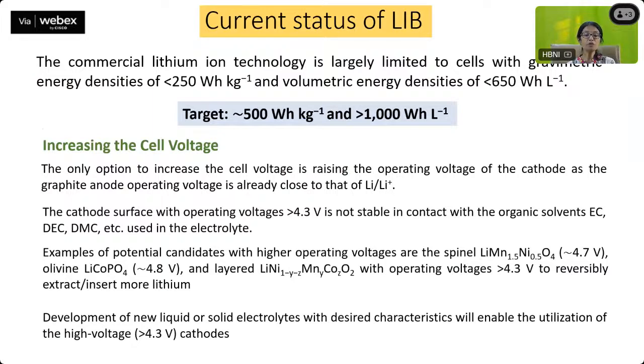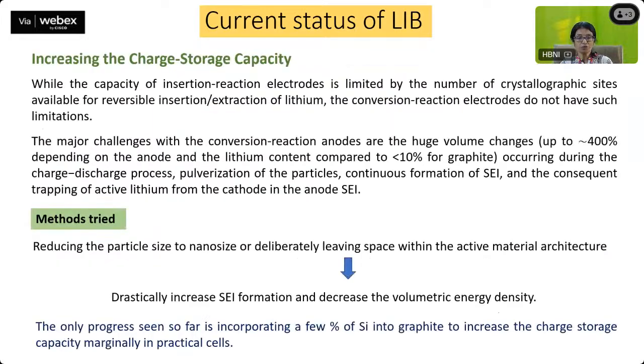Or else you can develop new liquid or solid electrolytes with desired characteristics, which will enable the utilization of high voltage, that is greater than 4.3 volt cathodes. Then you can also increase the charge storage capacity. That was all about increasing the cell voltage. The other is, of course, you can increase the charge storage capacity.